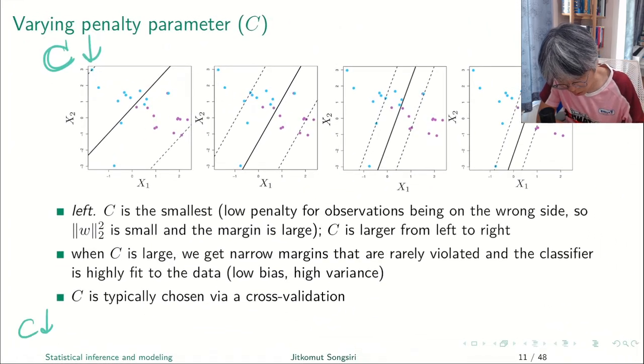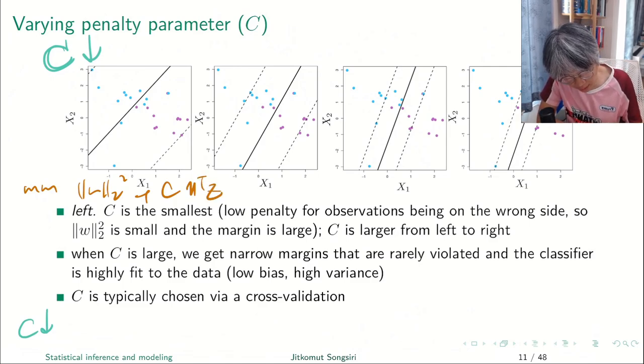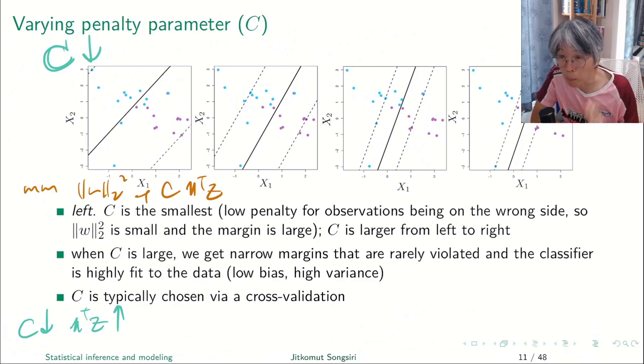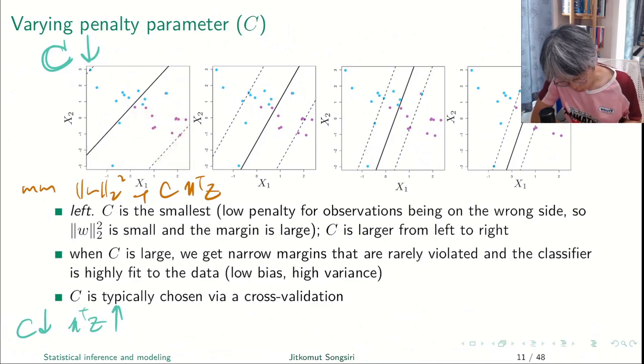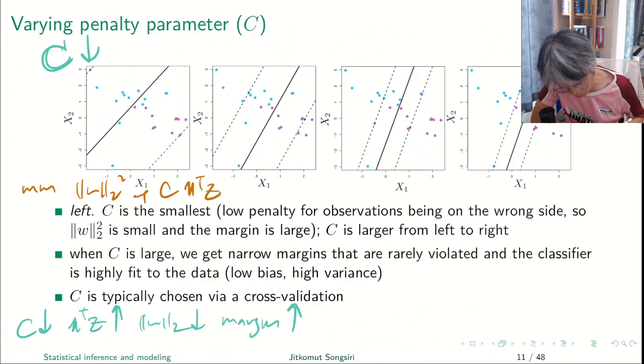Remember again, when C is small, you minimize the norm square of W plus C 1 transpose Z. So when C is small, you care less, you penalize less on the sum of Zi. So 1 transpose Z is going to be bigger. There will be more data points that are on the wrong side of its class. For example, all the purples here are data points on the wrong side of its class because they are supposed to be on this area. When 1 transpose Z is bigger, the norm of W is going to be smaller, which means the margin is going to be bigger.